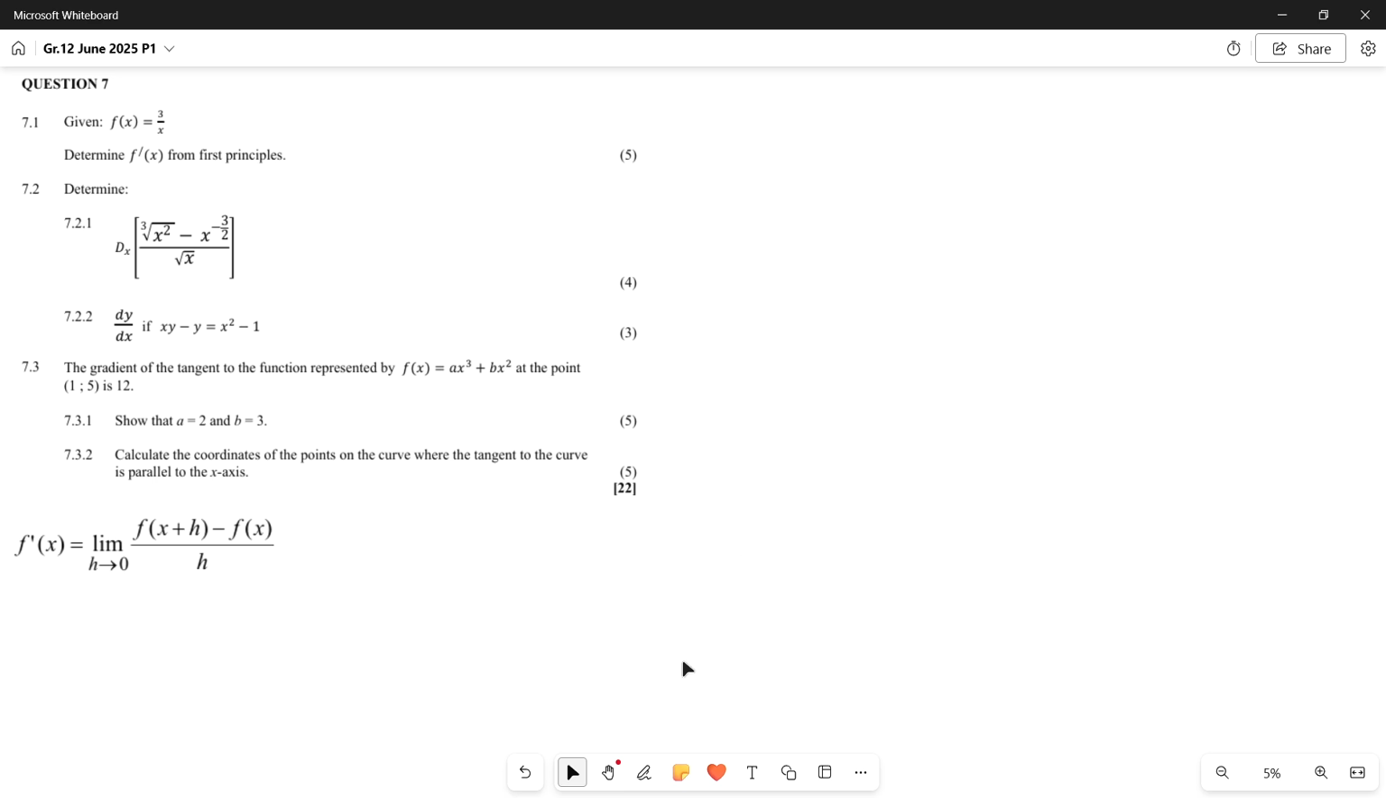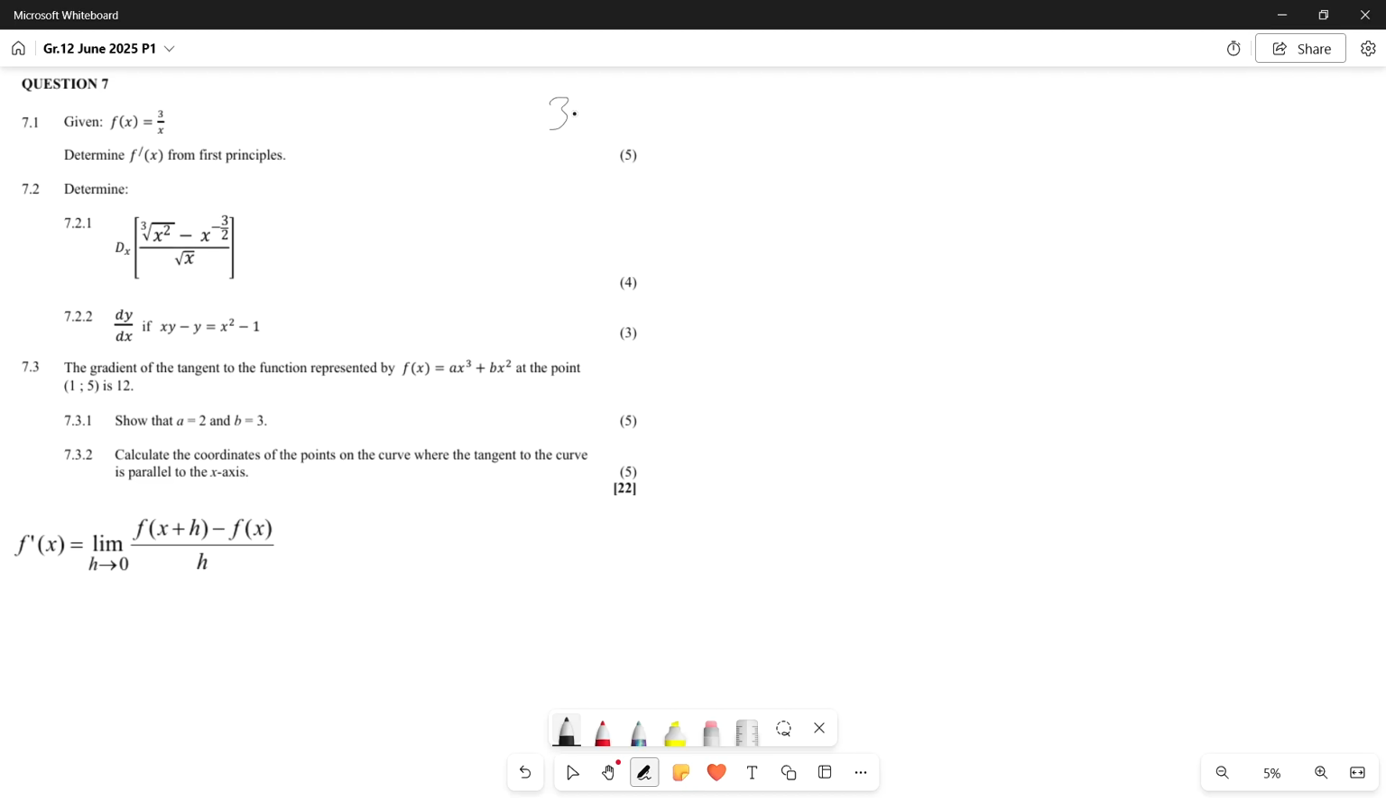Cool. So we're going to check out question 7 here. Question 7 is a calculus question. So 7.1, it's telling us, given f of x equals 3 over x, determine the first derivative of it from first principles. So knowing the shortcut method, we can see ultimately what we're trying to go for.